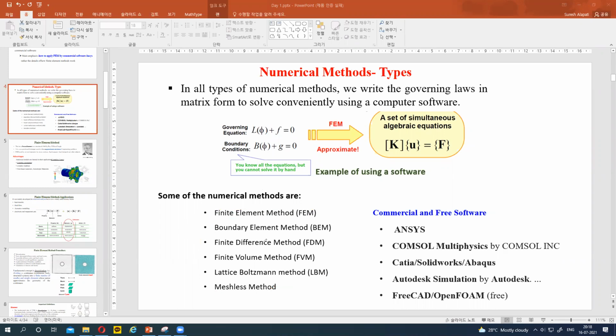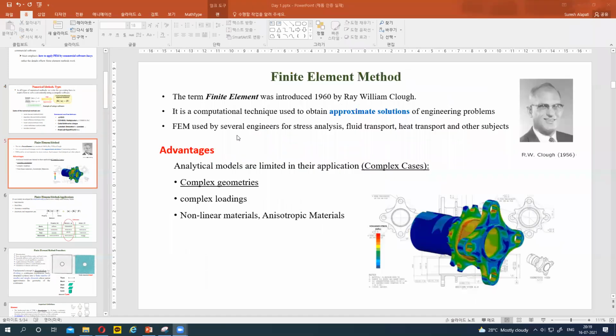Also, we can use nonlinear materials and anisotropic materials. Nonlinear material means the stiffness is not constant. When we apply some load, the stiffness is different, and when we apply another load, the stiffness is different again. Similarly, the Young's modulus value, E, is not constant; it depends on the stress and strain developed.